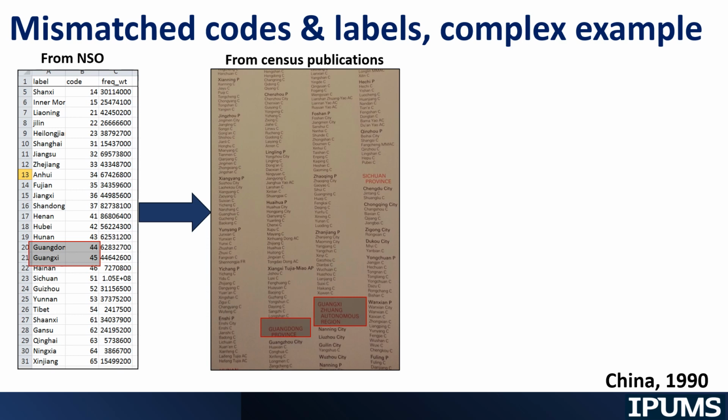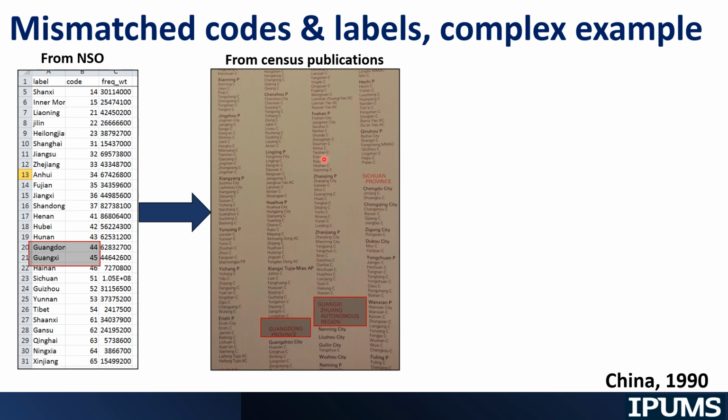Here is an example from China 1990. This is one of the older China files that we had, where we had a hard time matching up the codes and labels. On the left side, this table shows us the labels and the codes from the China Administrative Level 1. We look at this in the census publications. Here are the two codes that we are looking at, the 44 and the 45, in a published source.